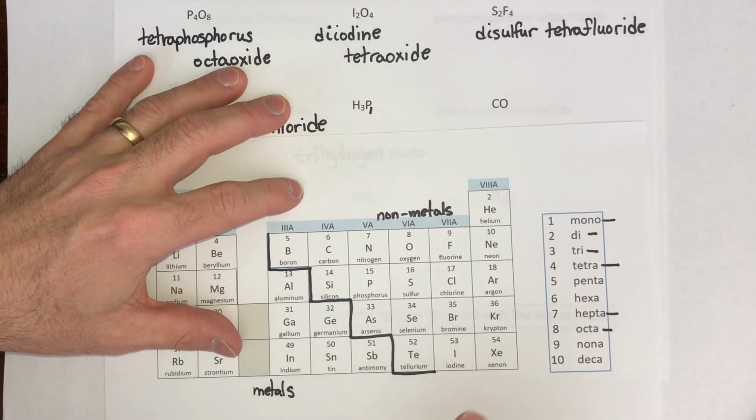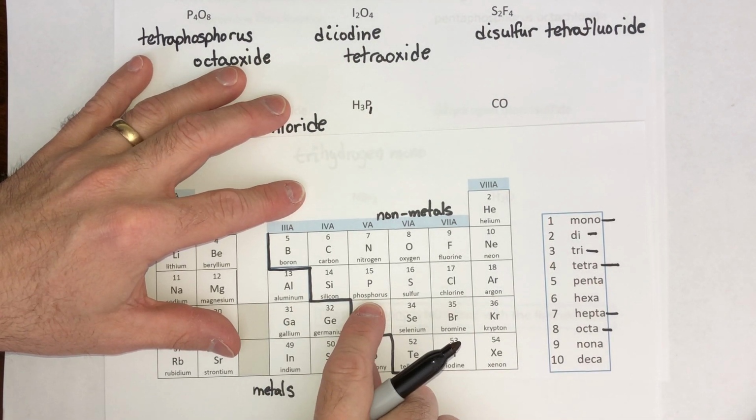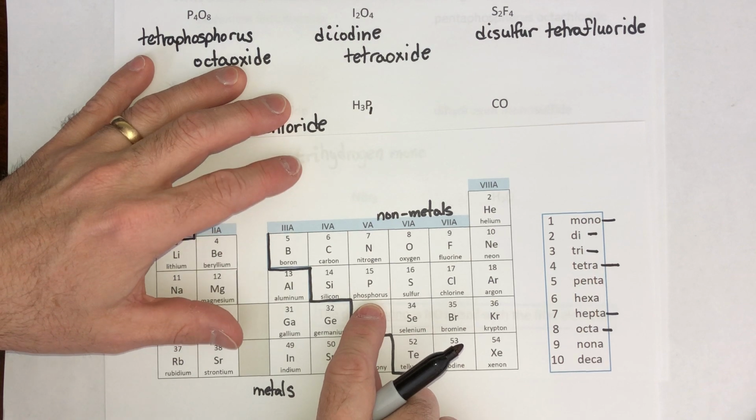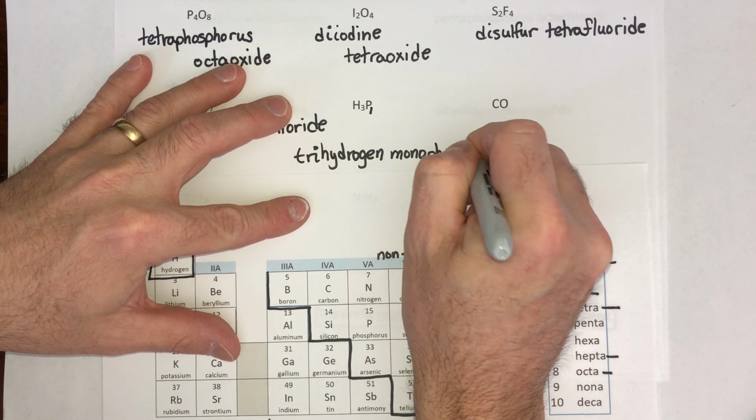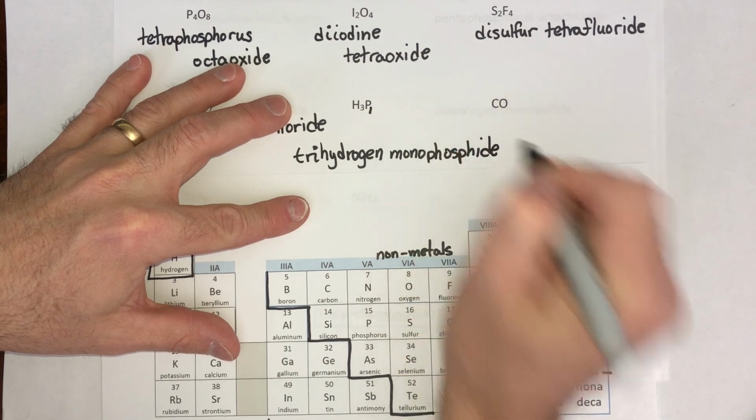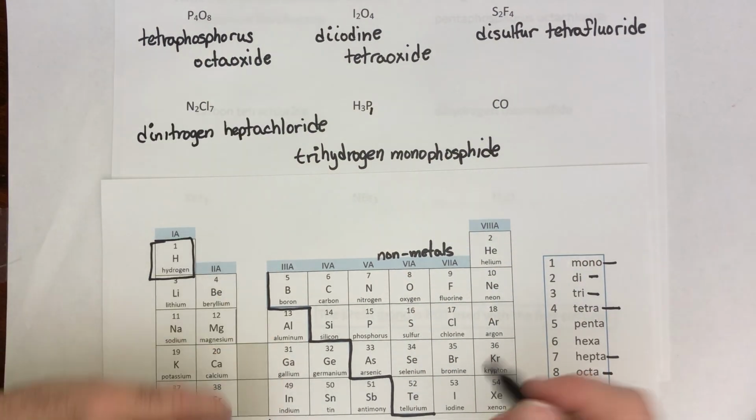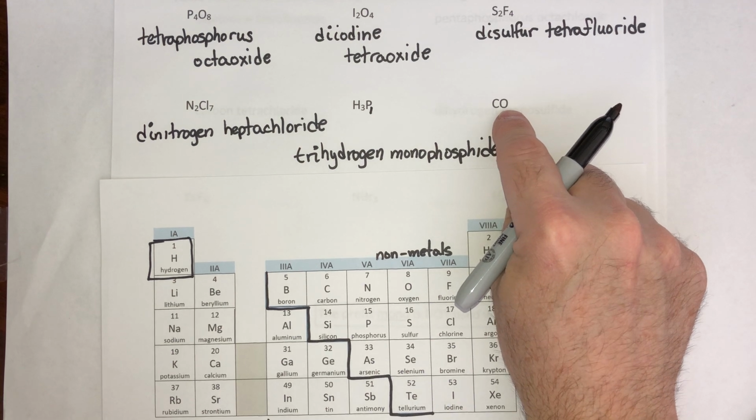P is the element phosphorus, and the ending will change to phosphide. So this would be monophosphide. There we go. Now, this one you should recognize.